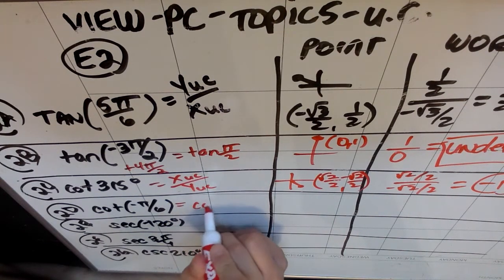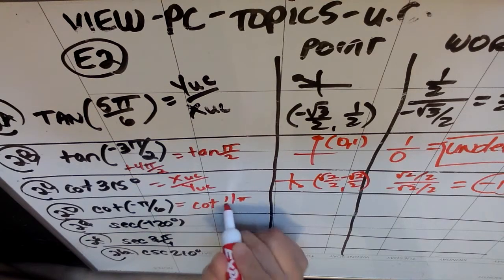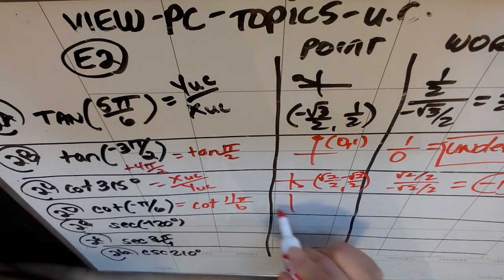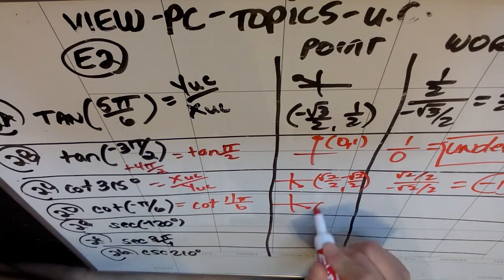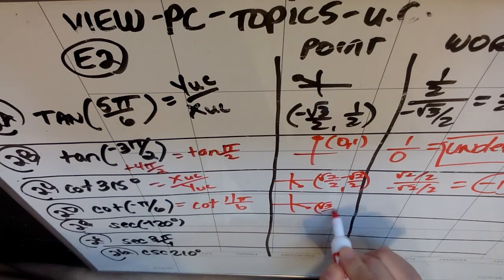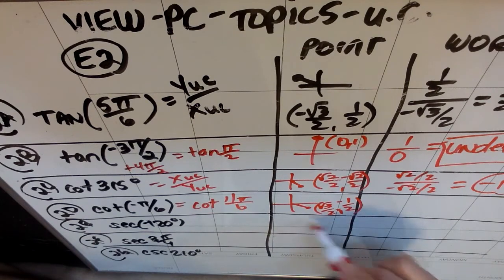Either way, you're going to realize that this is the same thing as asking for the cotangent of 11 pi over 6. And 11 pi over 6 is right here. Well, that's the point, root 3 over 2, comma, negative 1/2, right? And again, you want to get to the point where you can figure out those points without looking at the unit circle. I'm not looking unless I'm showing them specifically to you. You want to get to the point where they're memorized.